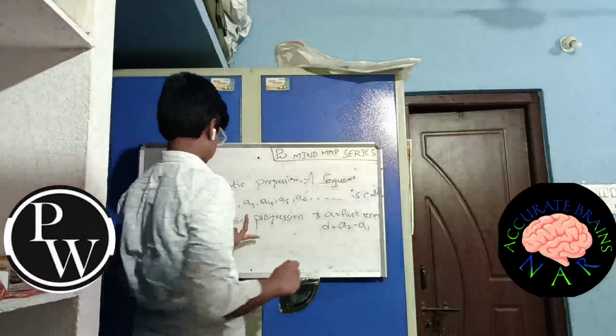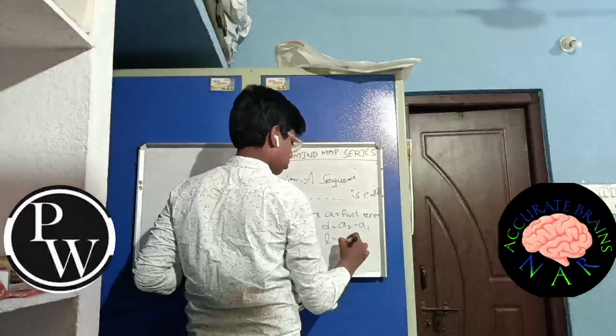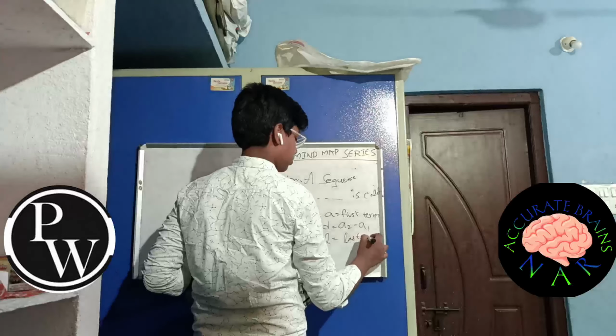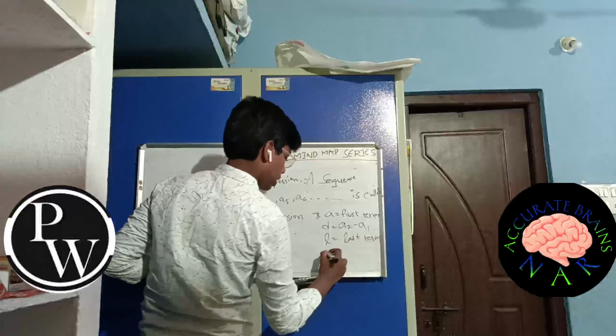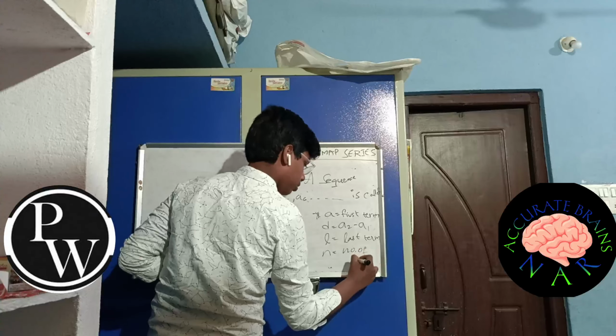Next, L equals the last term, n equals the number of terms. We have to note these down. These are the main important points in arithmetic progression. Now the general formula to find the nth term. Here we have a formula to find the nth term. The nth term means what? The number of the term.